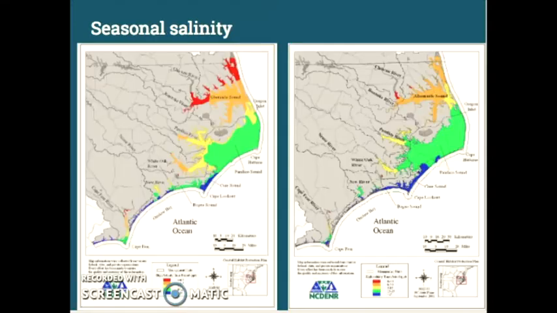To look at seasonal salinity, back to North Carolina, this picture on the left is the spring and winter, and you can see that it has lower salinity throughout. Up here, the red is the lowest salinity level that we see. Over here on the right is the summer and fall, and you have higher salinity levels there. This has to do with a combination of rain patterns and also evaporation due to temperature.